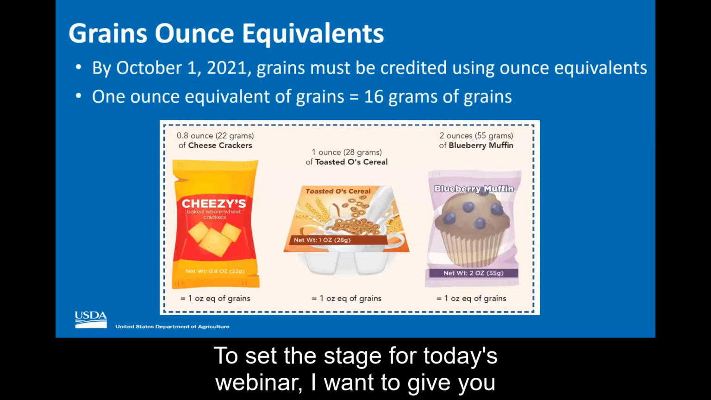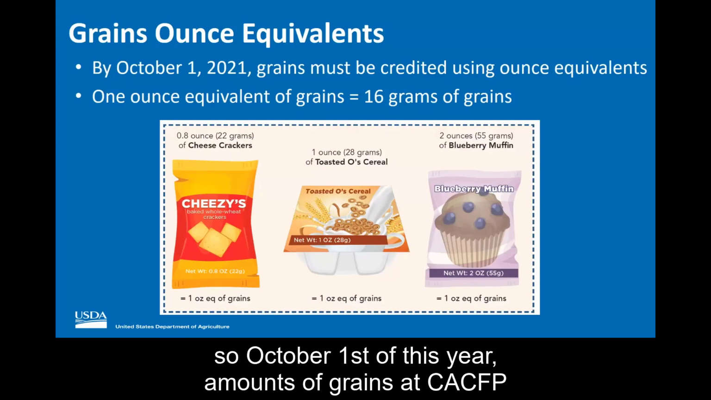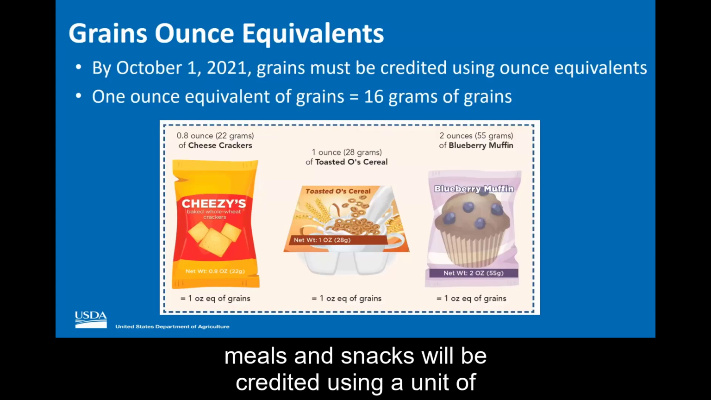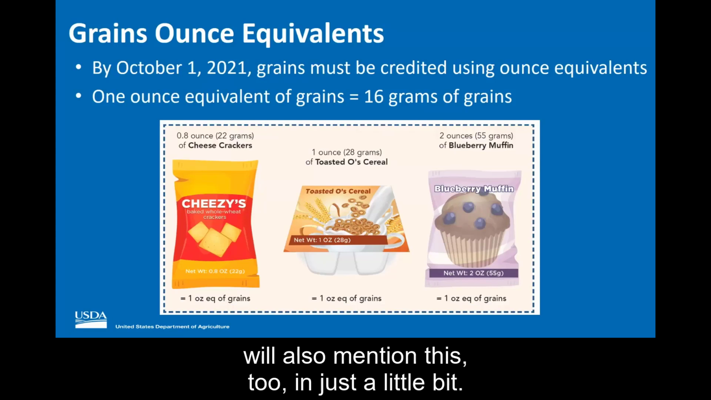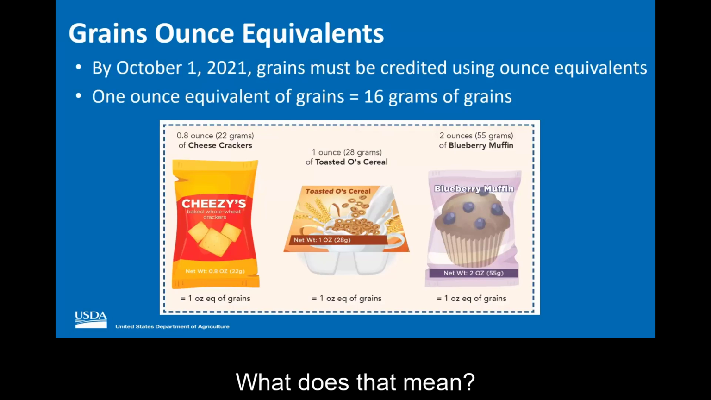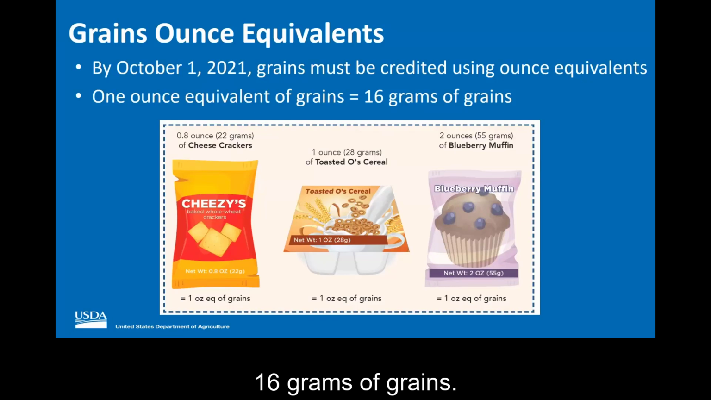To set the stage for today's webinar, I want to give you all a very important reminder that by October 1st of 2021, so October 1st of this year, amounts of grains at CACFP meals and snacks will be credited using a unit of measure known as ounce equivalent. Our speakers will also mention this in just a little bit. So what does that mean? Well, 1 ounce equivalent of a grain item contains 16 grams of grains.